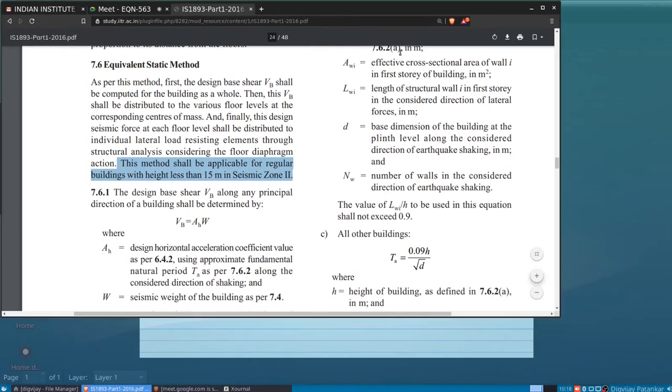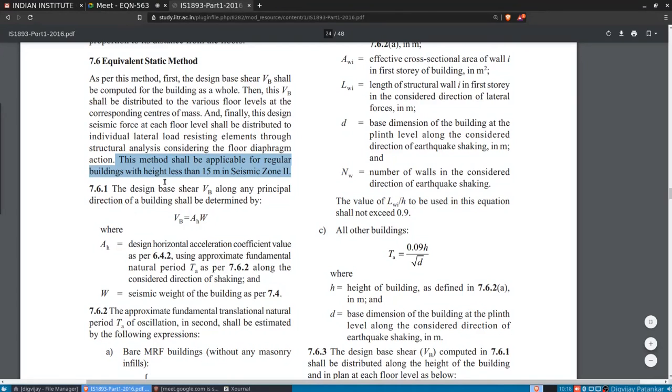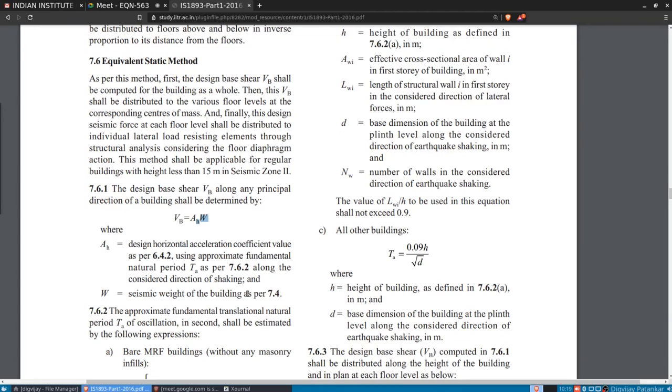Now this method tells us that the design base shear VB should be given by AH into W, this expression. So this is our very basic fundamental expression, VB equal to AH into W. Base shear VB is given by the design horizontal acceleration coefficient value, which is AH, and that is given by 6.4.2 using the approximate fundamental natural period TA as per 7.6.2 along the considered direction of shaking, and W is the seismic weight of the building as per 7.4. This is what we want to calculate now.